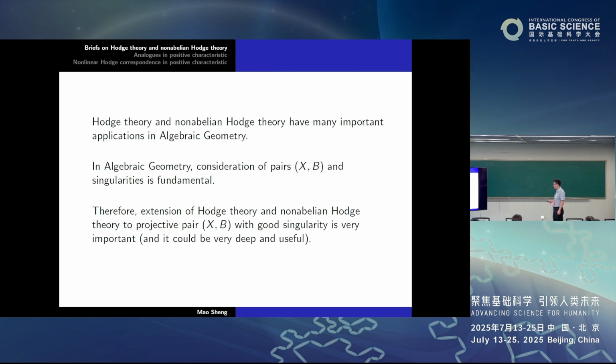So this theory really has many applications in algebraic geometry. And one point I want to make is that it's also important to consider pairs. For example, in Hodge theory, if you consider pairs, you will get the mixed Hodge theory. And also allowing singularities is extremely important. Okay.